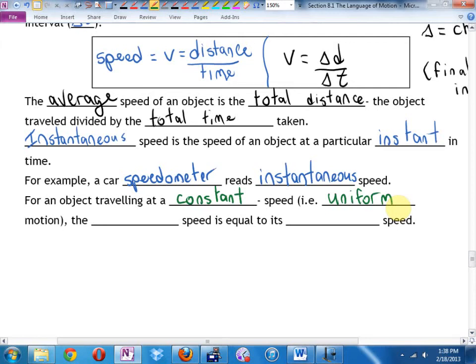If your speed is never changing, how would your average speed and your instantaneous speed compare? Think about it. Average speed is equal to the instantaneous, that's a hard word to spell, speed. There are some situations where the speed isn't changing, where you can say the average and the instantaneous are the same. We're going to look at one in just a second.